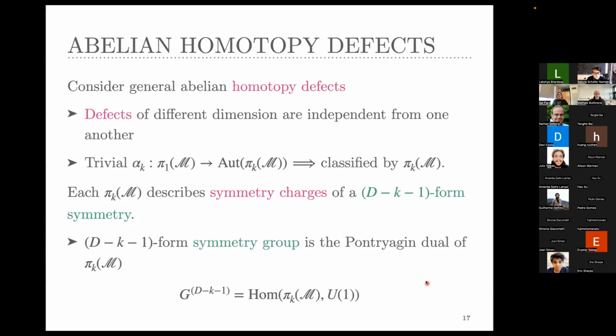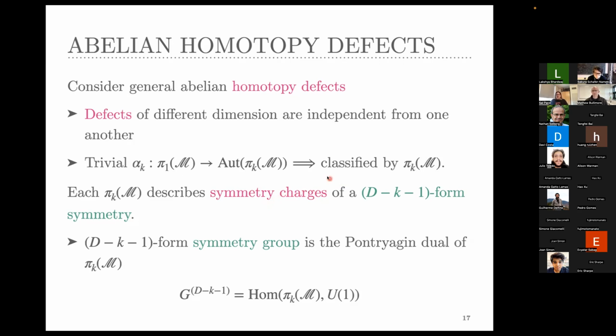So this is the simplest case that people may even be familiar with already. We're going to consider what I'm calling abelian homotopy defects. In this case, all the homotopy defects of different dimension are totally independent from one another. And furthermore, all the pi 1 actions are totally trivial, okay? So the only information you need to classify the homotopy defects are the homotopy groups. It's the simplest case, and this is the type of case that's talked about in standard textbooks.